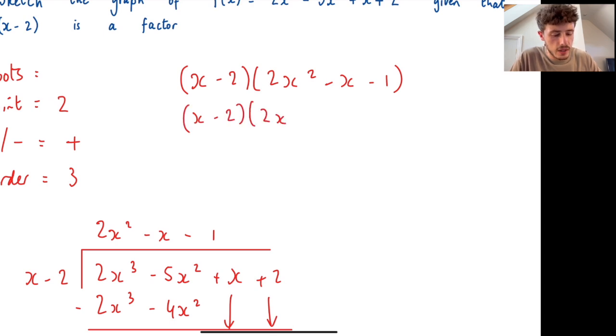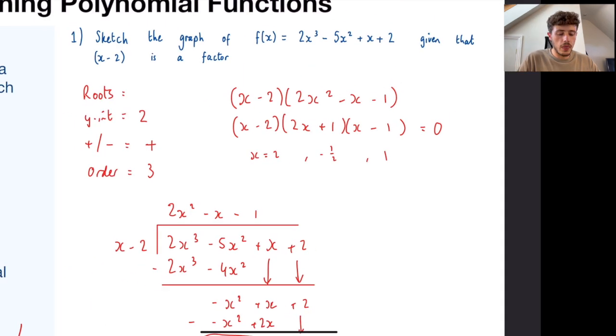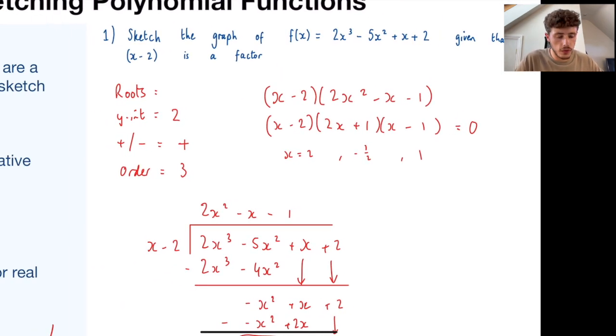We know the second bracket is going to start with a 2x, and the third bracket is going to start with an x. So we need to find 2 numbers that multiply to make the minus 1, and add to make the minus x, or minus 1, bearing in mind that we've got that 2 at the front. So we're actually going to have a minus 1 and a plus 1 in that order. And if we set that equal to 0, our roots are going to be 2, 1, minus a half. Those are our 3 roots we can use for this.